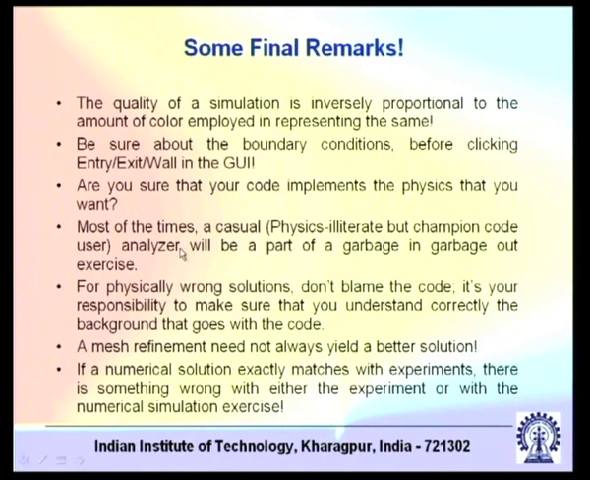So it is very important not always to write a code by yourself, but at least to know very thoroughly what the code does. What are the strong and weak points? If such a user gets physically wrong solutions, do not blame the code. It's your responsibility to make sure that you understand correctly the background that goes with the code. Most of the times when something has gone wrong, we blame the code. The code is a dumb individual, right? It is inanimate. So it is very easy to blame a code. You cannot blame an individual, but you can blame a code. So for physically wrong solutions, don't blame the code. It's your responsibility to understand correctly the background that goes with the code.